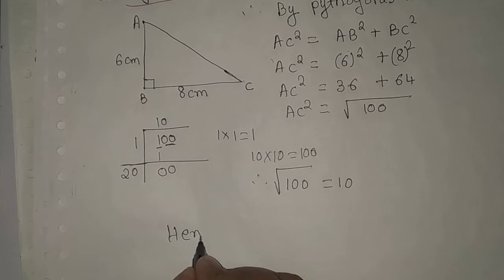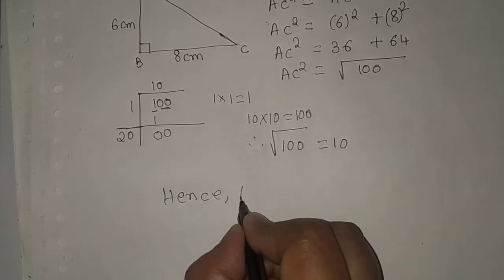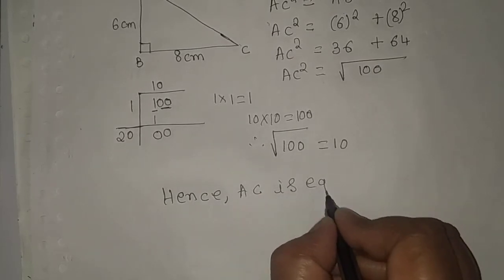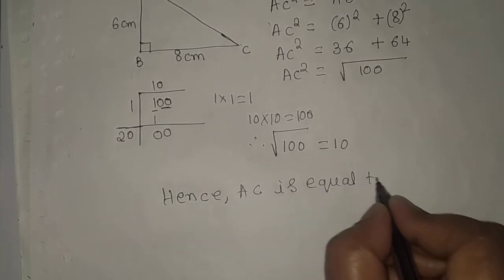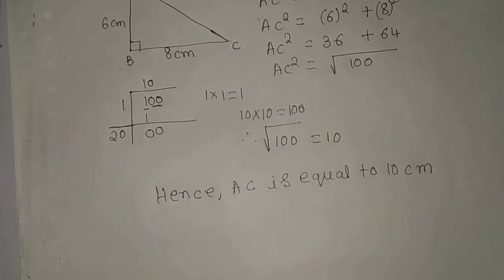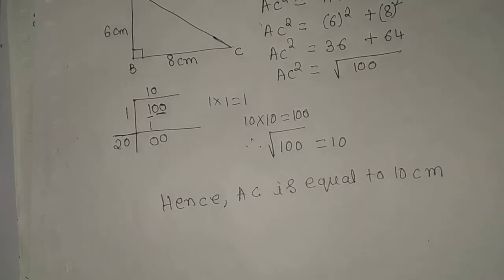Hence AC is equal to 10 centimeters. So AC we got is 10 centimeters. This is question 7, problem A. Now we move on to B.